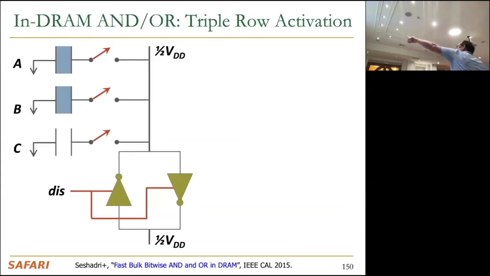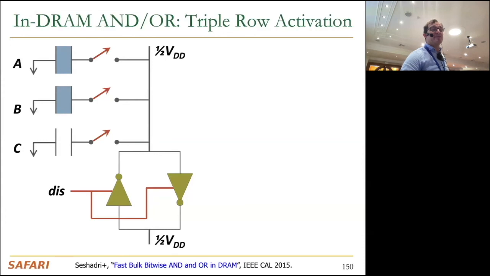So again, this is the same subarray. Now I have 3 rows over here, A, B, C, and I've connected them to a sense amplifier over here. Same picture that I showed you earlier, different colors. And imagine we're going to do this operation across the entire subarray, 8 kilobytes. Assume that we concurrently activate all 3 rows. This is called triple row activation.